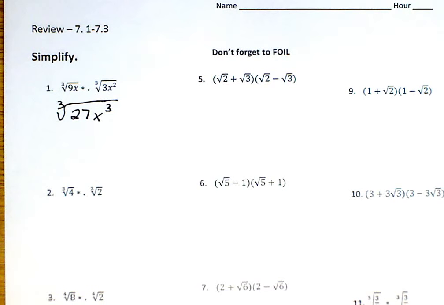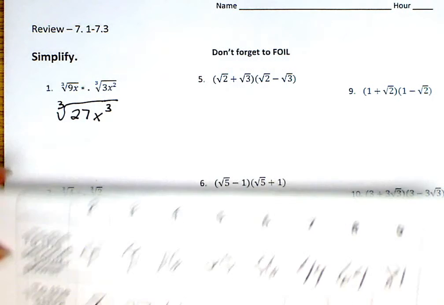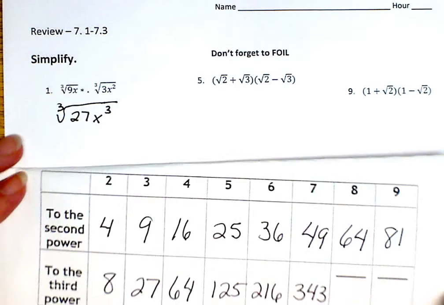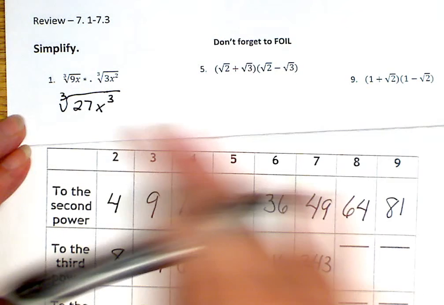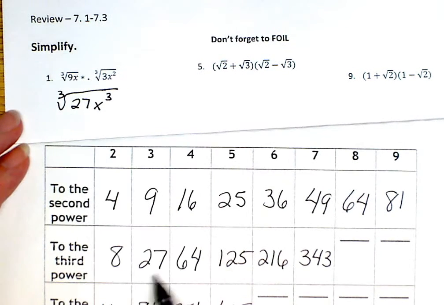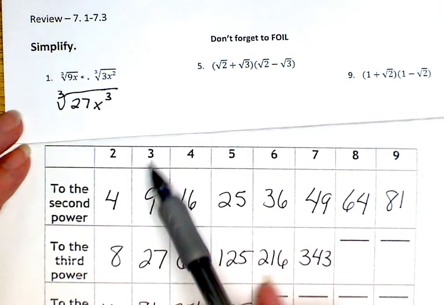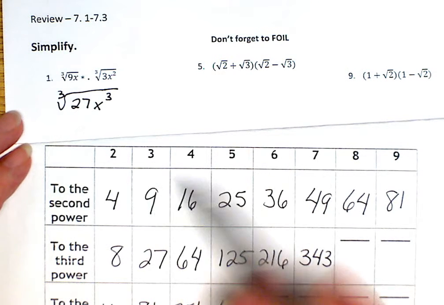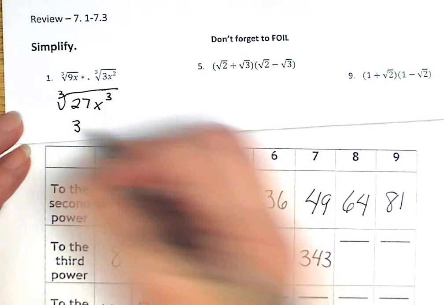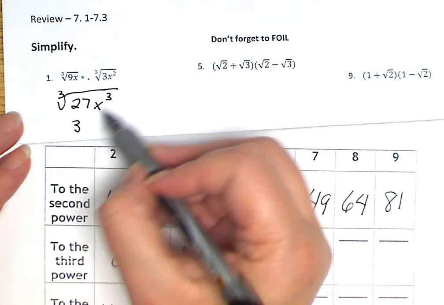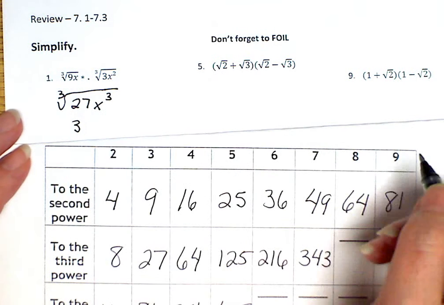Then you always keep in mind this sheet right here. This is the thing you always have to go to. So we have 27. The cube root of 27 is 3. So you're going to put 3. And how many x's are going to come out? 1.